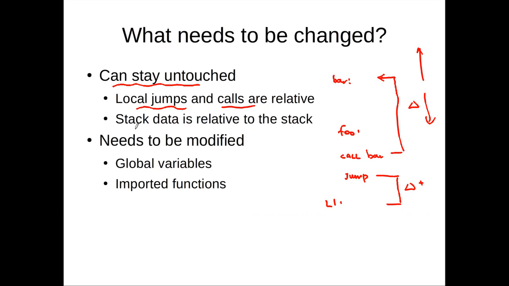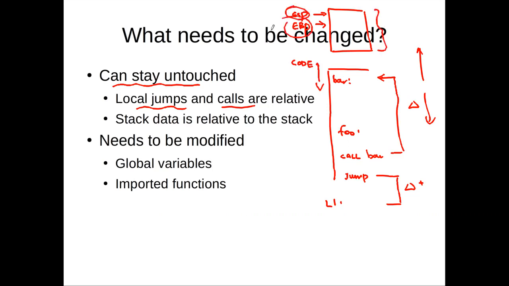Also, stack data is relative to the stack, because it's all relative to the ESP and EBP registers, which we're using to address local variables in a stack. It's fine if we're moving the code section up and down. The stack can be anywhere, it doesn't really matter, we don't move the stack. So that's also a plus. Local jumps, local calls, and stack do not have to be changed. That's great. So what needs to be modified?